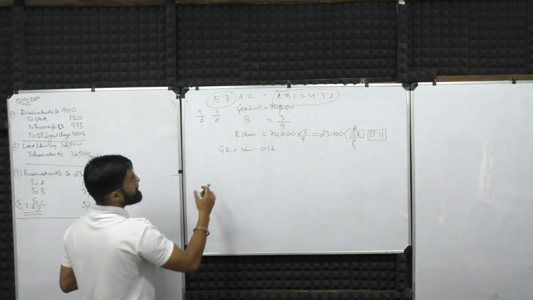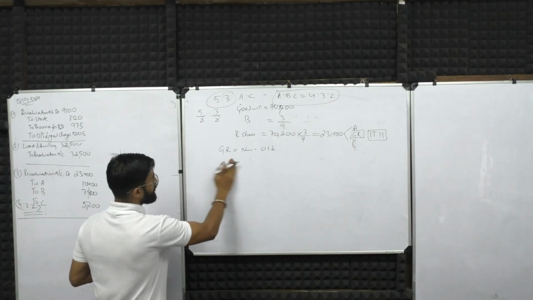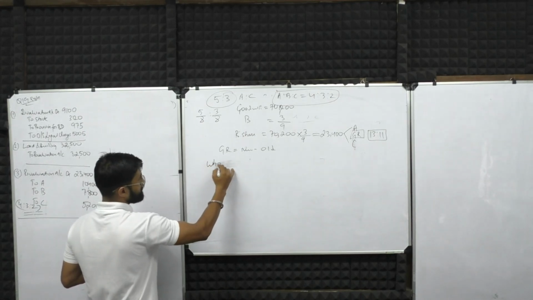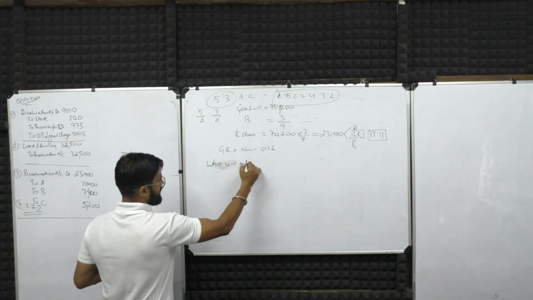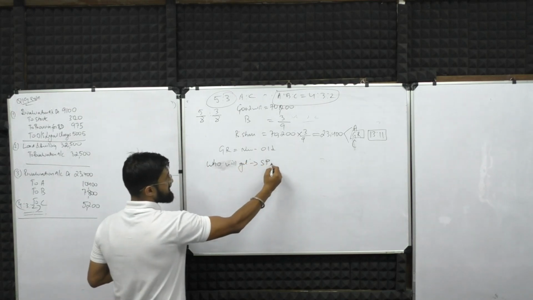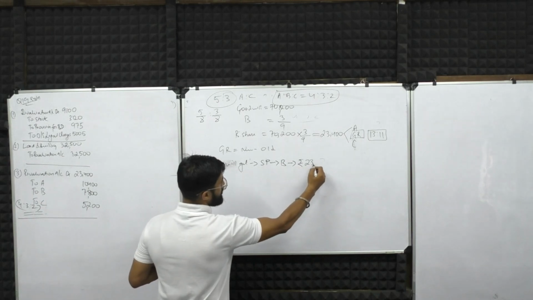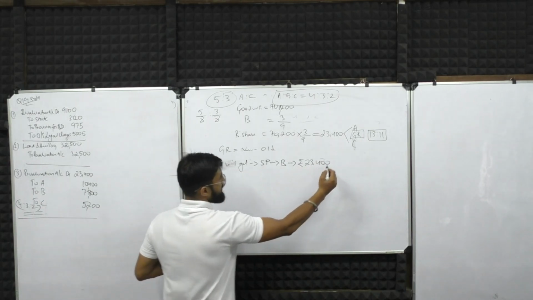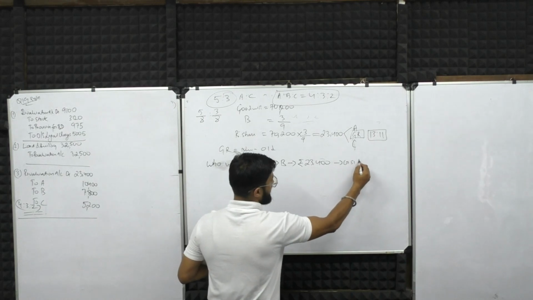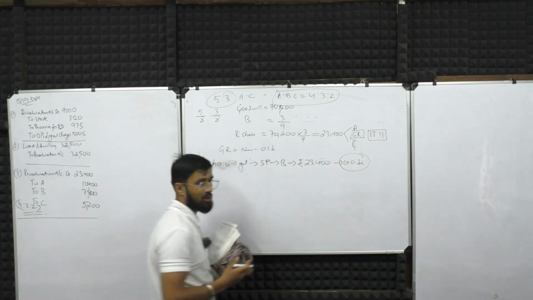Goodwill. So B will get how much? Who will get? The partner who is sacrificing. So who is the sacrificing partner? B. How much will you get? Rupees 23,400, and here the account is on the credit side, the partner's capital account.